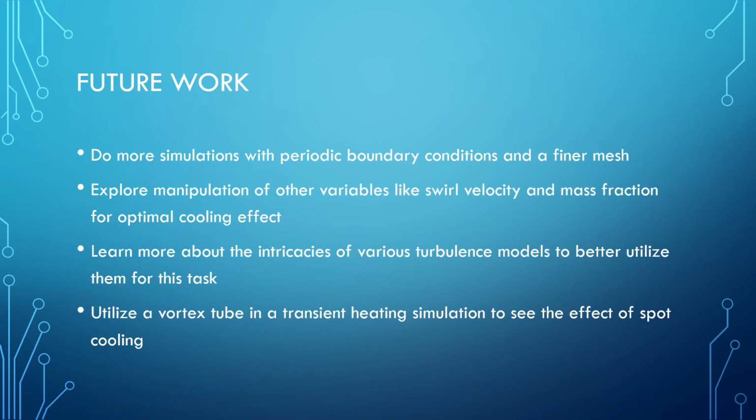And I'd like to learn more about the different turbulence models, because again, I stuck with K omega because it was the simplest that gave me the results I needed. But the Reynolds stress model is supposed to be very good for swirl applications. So having that in my toolbox I think would be very useful. And I would like to utilize a vortex tube in a transient heating simulation to see the effect of spot cooling. This is actually in line with some of the research that I'm doing, so there's a direct application for me.